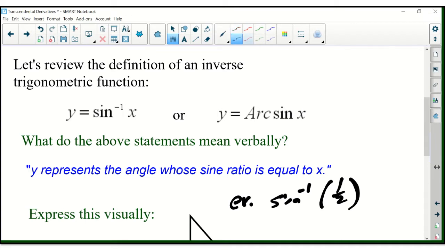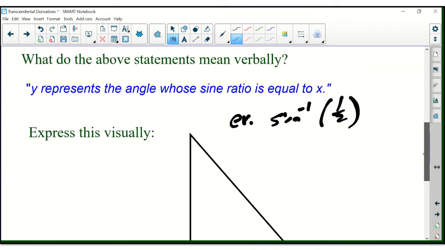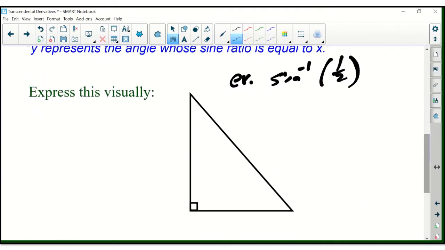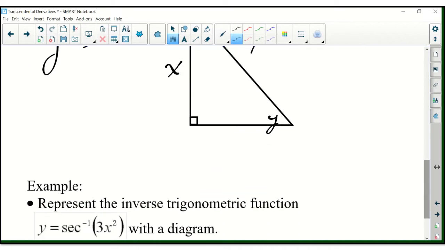Now we should be able to represent inverse trig functions visually. So for example, if I said y equals inverse sine of x, remember, y is an angle whose sine ratio is x. So sine is opposite over hypotenuse, so x over 1 would give me a sine ratio of x, which would mean I could then get the third side in this situation, which would have to be the square root of 1 minus x squared, using Pythagoras theorem.